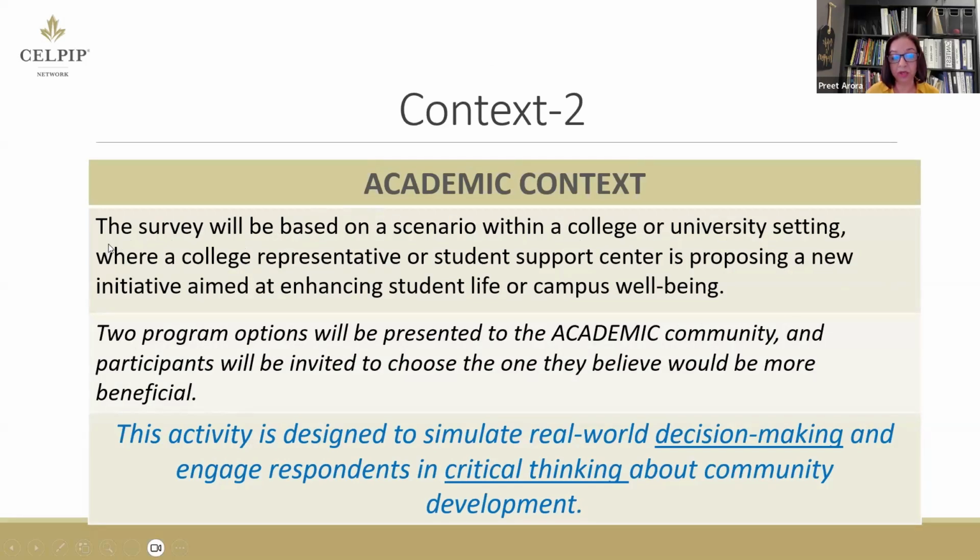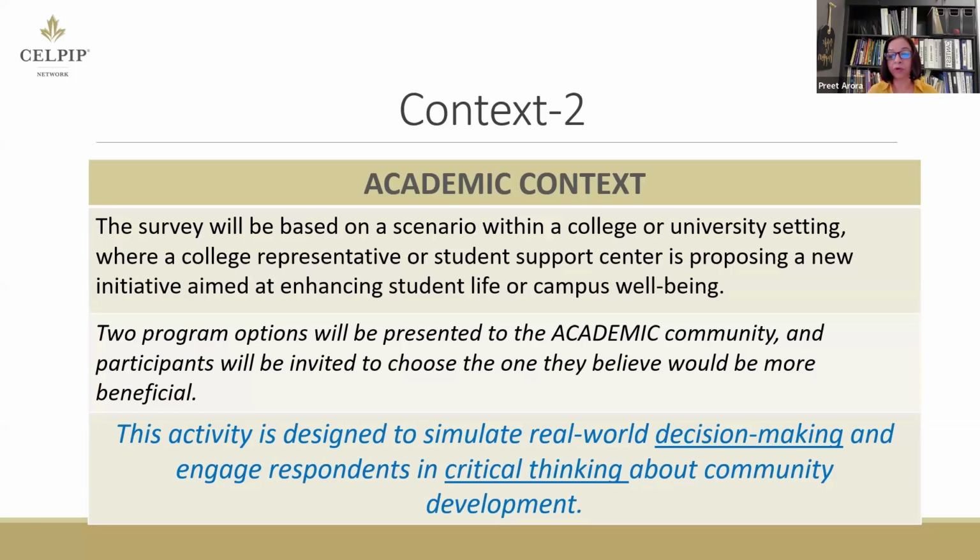The survey will be based on a scenario within a college or university setting. So college, university setting, this exam is meant for people who are above 18. And so above 18, people are either in college or in university. Where a college representative or a university representative or a student support center is proposing a new initiative aimed at enhancing student life or campus well-being. So this is the academic context.